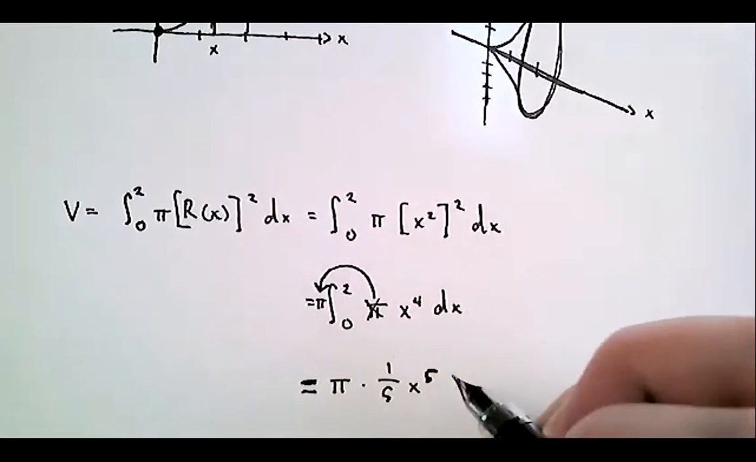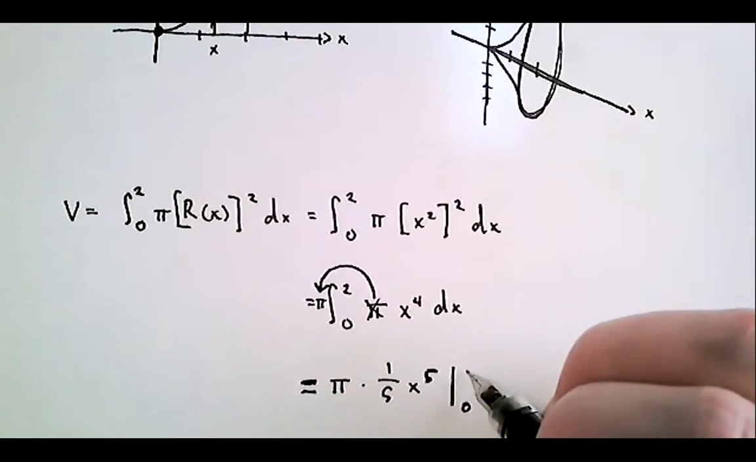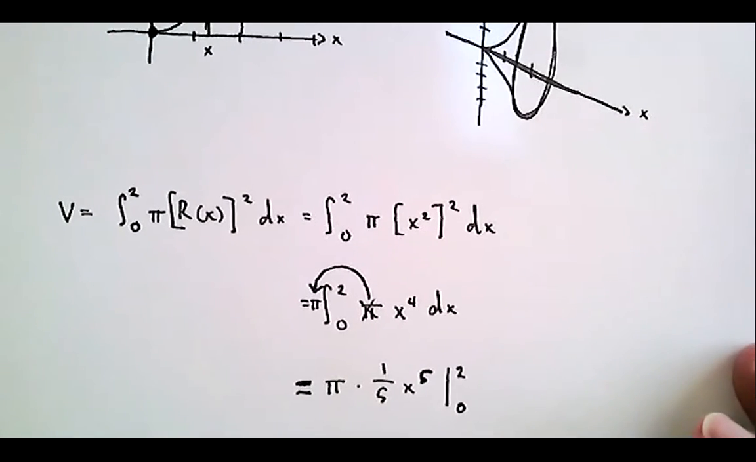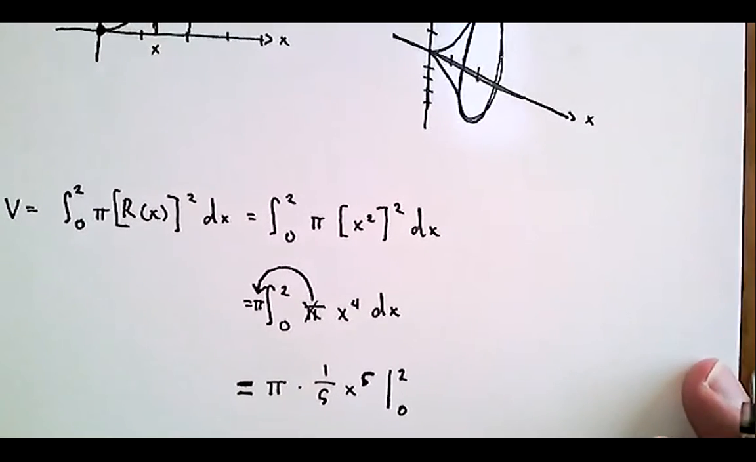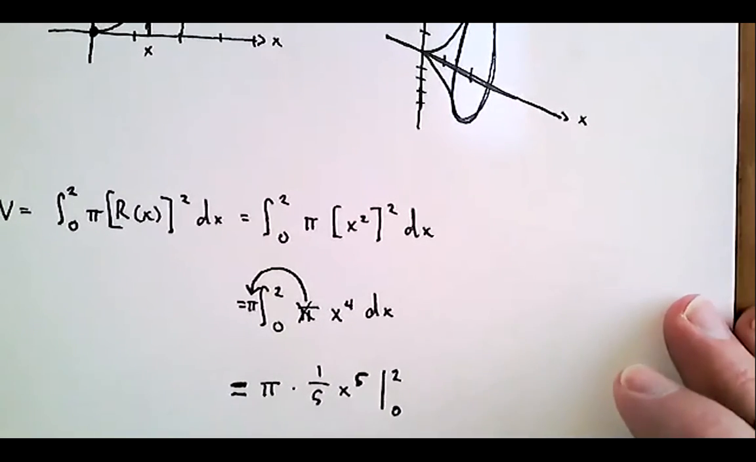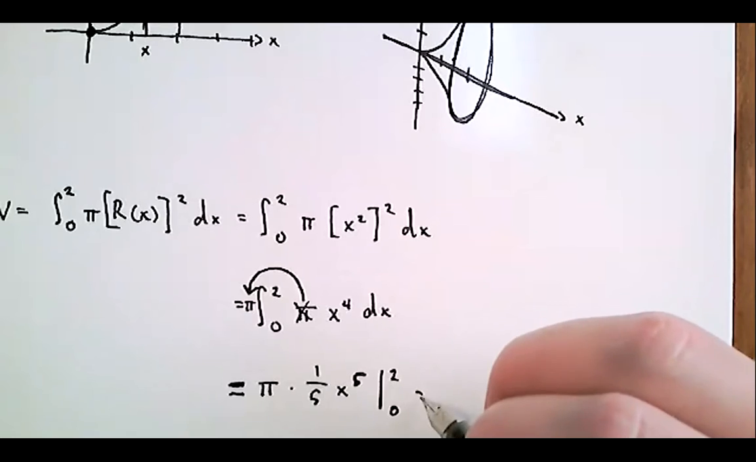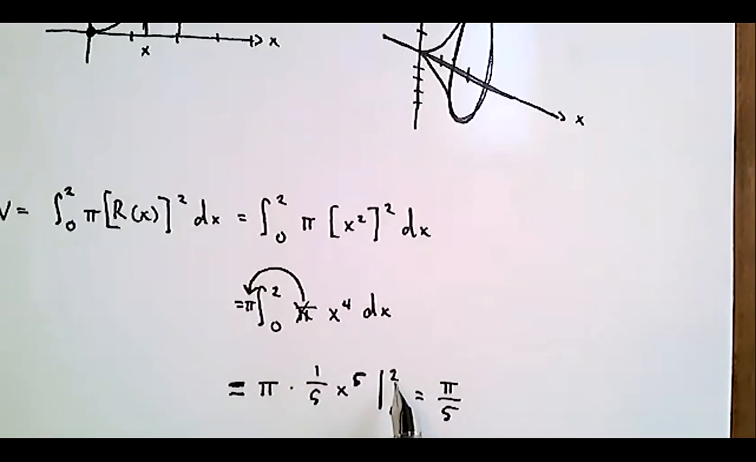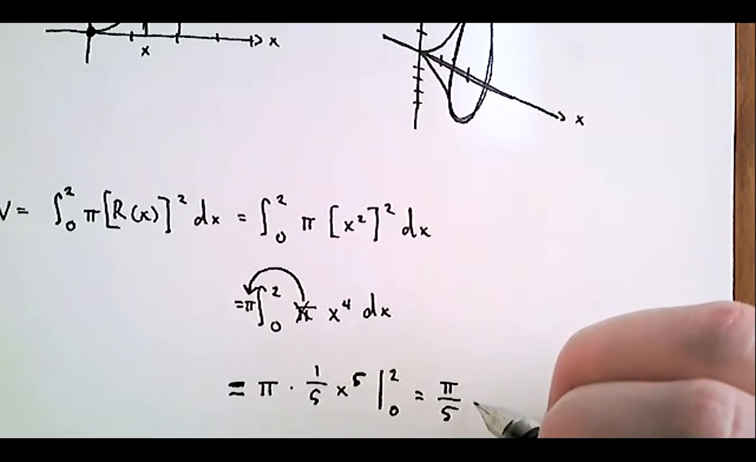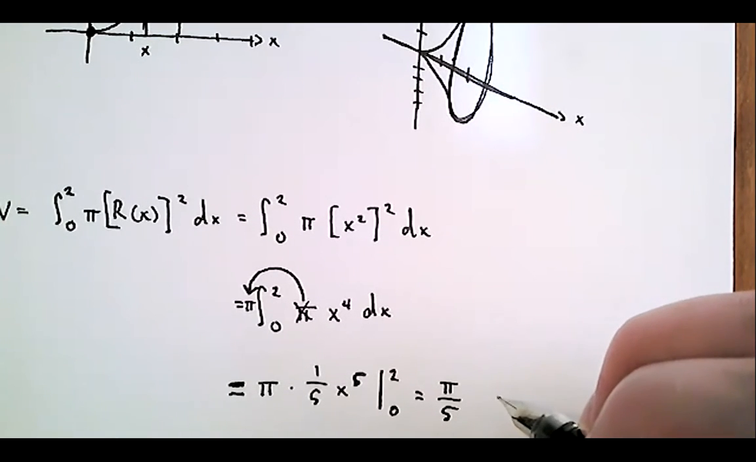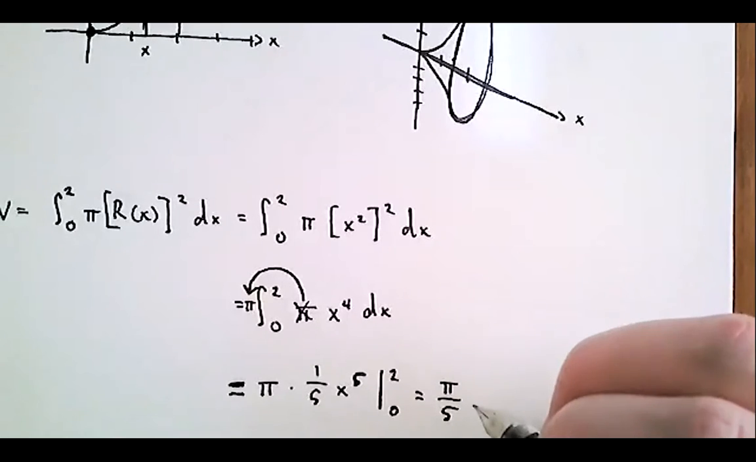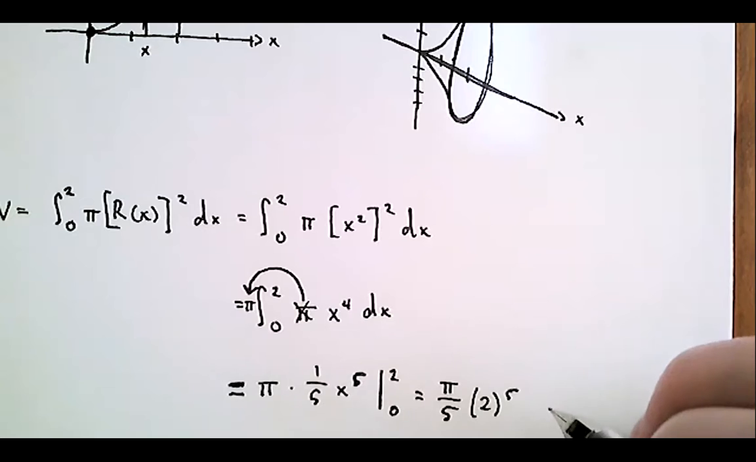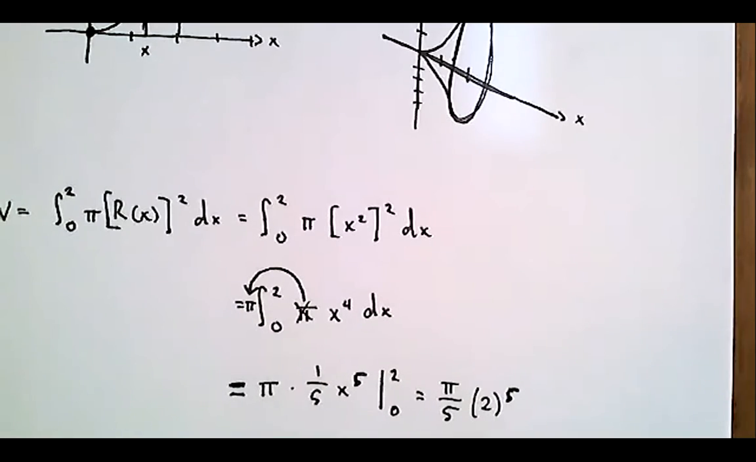And then we still have our limits of integration to keep in mind. And I'll use this vertical slash notation. And then we plug in our two limits and find the difference. So we have pi over 5, and then 2 to the 5th power. What is 2 to the 5th power, anyone? Okay, no one wants to answer that one.